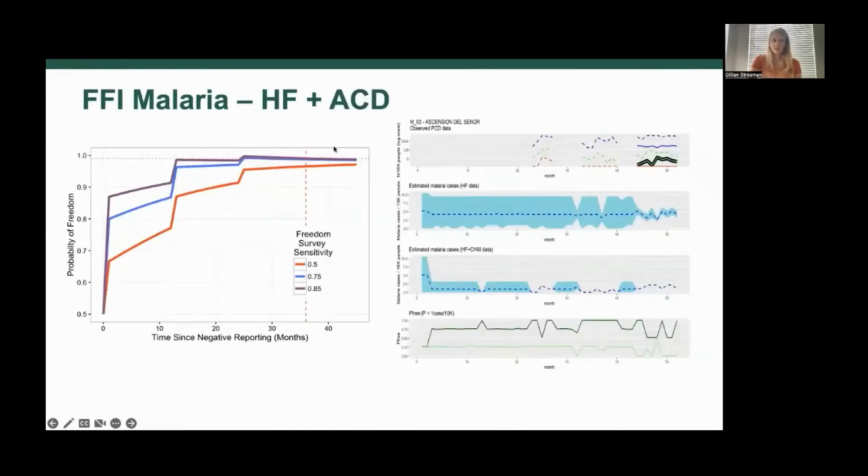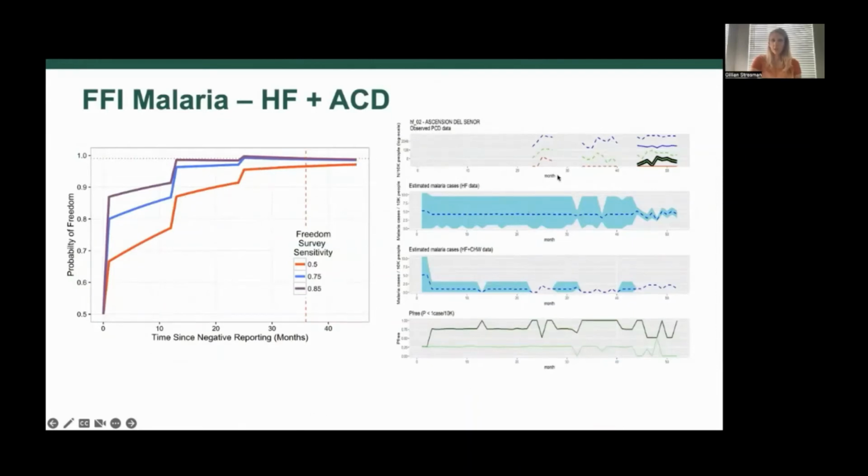We can also combine different sources of information. So in theory, this is a result of a simulation where if you have your information from your passive surveillance system, the probability of freedom kind of increases slowly over time. When the active survey happens, it jumps, and then it continues and jumps every time a survey happens.